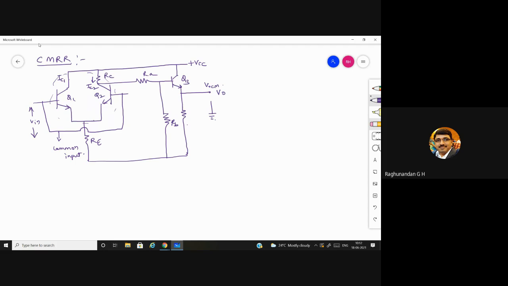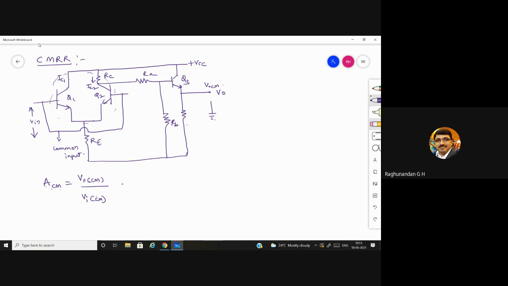So the common mode gain ACM is given as V0CM by VICM. The common mode gain is given as common mode output voltage divided by common mode input voltage, because when you are giving a common noise, obviously that will be your common mode input signal, and because of that common mode input signal, you will be getting common mode output signal. So the ratio of these two will give you common mode gain.